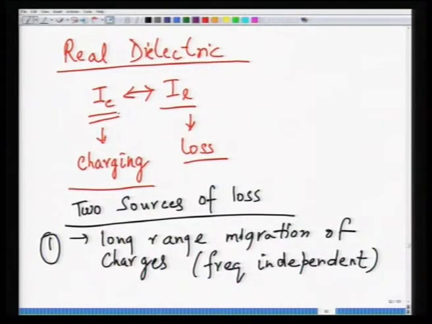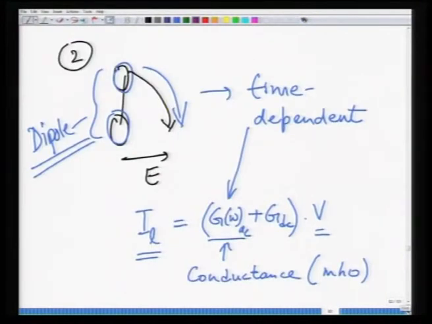So in real dielectrics, in addition to the charging current, we have a loss current, and this loss current can be because of either long range migration of charges, or it could be a time dependent process such as in the case of dipolar relaxation. This loss current consists of two terms. One is the AC term, which is the frequency dependent term, and second is the DC term. We represent this in terms of a quantity called conductance, which is nothing but the inverse of resistance.